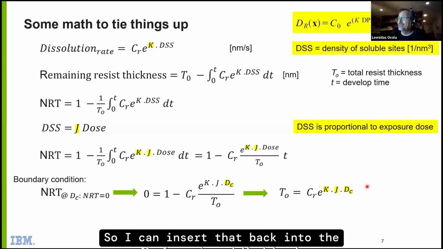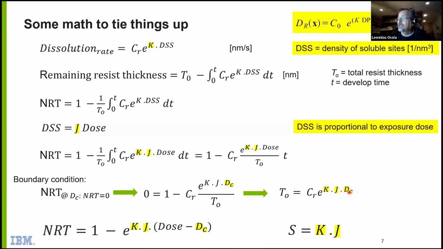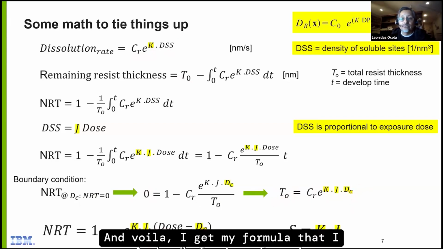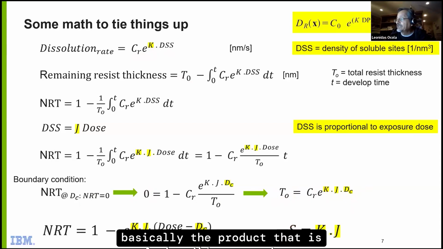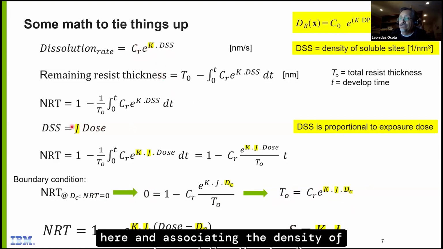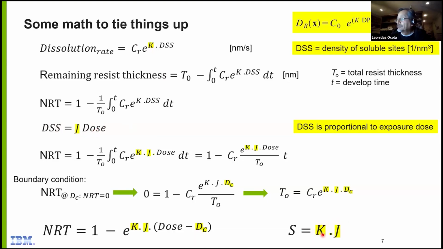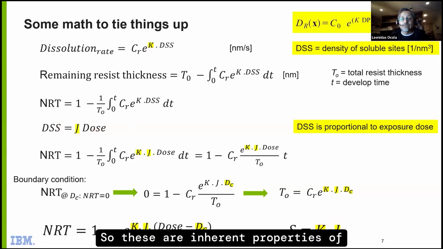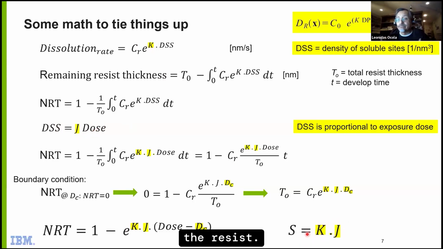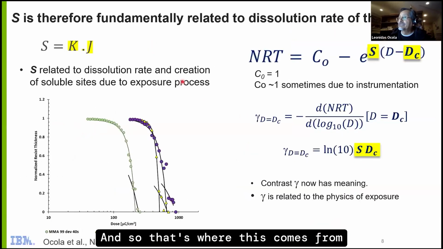So I can insert that back into the formula, and voila, I get my formula that I had a couple overheads before. And so this parameter S is basically the product that is defining the dissolution rate here and associating the density of soluble sites with the dose. Okay, so these are inherent properties of the resist. And so that's where this comes from.